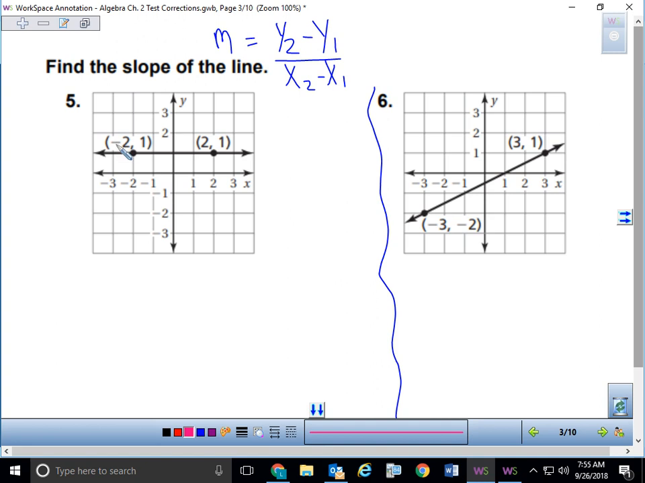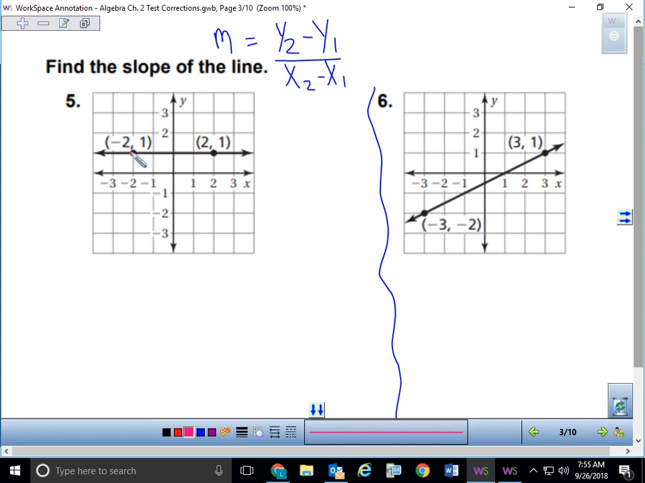Question 5. Here we go. So I have a horizontal line. Well, there's no work if you're going to be really drawing a triangle. I can't rise anywhere. I'm rising. No, I'm not rising at all. So 0 represents my rise. And I'm just running.